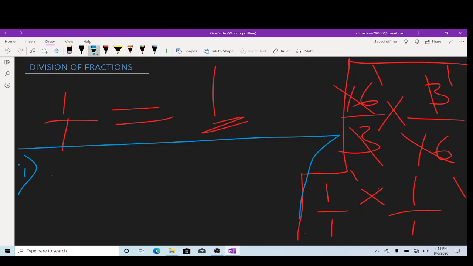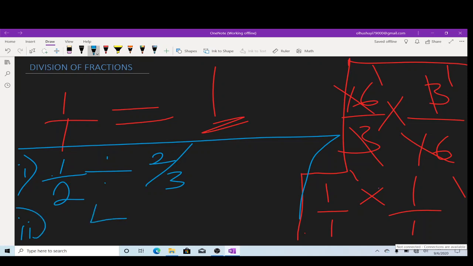So you have something like this to work on: 1 upon 2 divided by 2 upon 3. Then you have 4 whole number 1 upon 2 divided by 3 whole number 1 upon 2. So you can play with that.